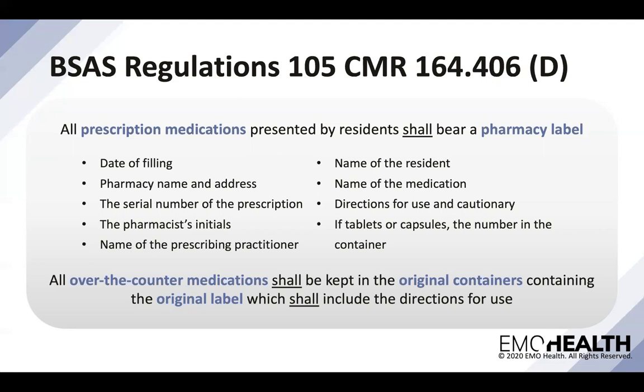So it will automatically include these components, which are the date of filling, the pharmacy name and address where the medication was in fact dispensed, the serial number that is associated with that prescription, the pharmacist's initials who filled that prescription, the name of the prescriber or the practitioner who prescribed the medication, the name of the resident, the name of the medication itself, the directions for use and any cautionary statements, and if tablets or capsules are used, the number in each container. For all your over-the-counter medications and supplements, these must be kept in those original containers with the label, which includes the directions for use.